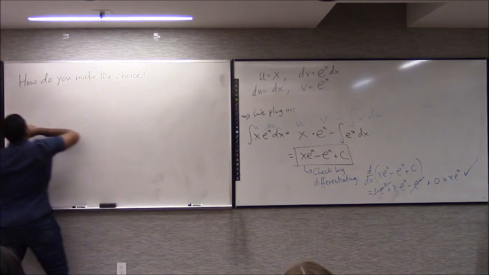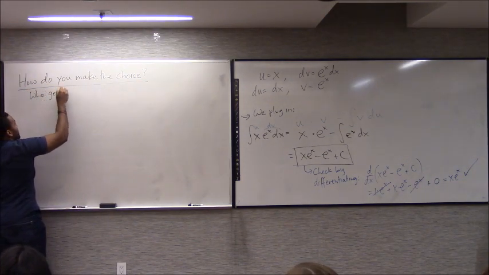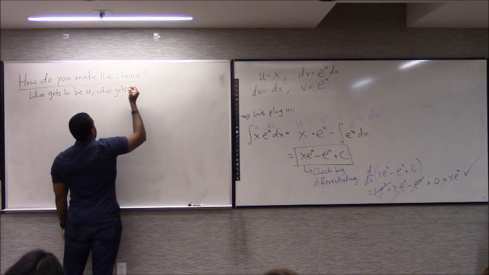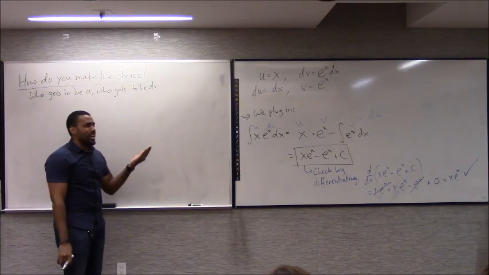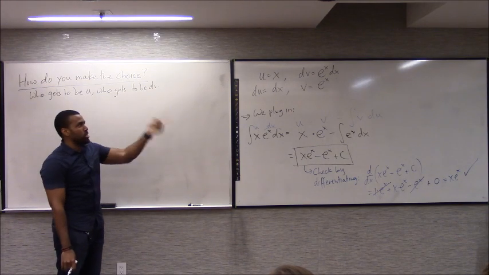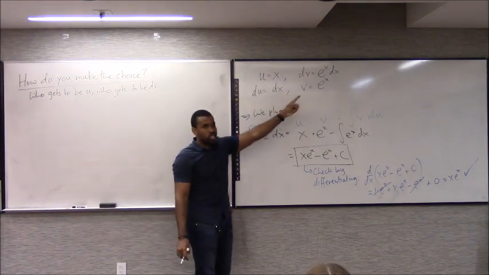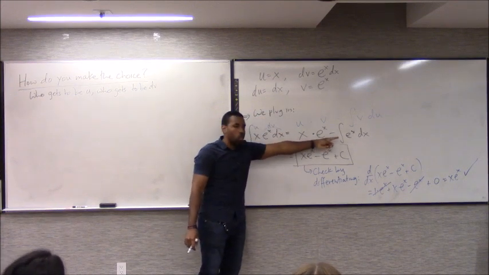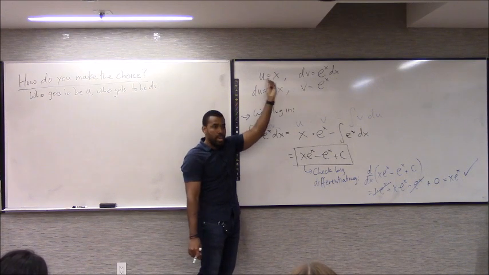Now, how do you make the choice? Right? Who gets to be U? Who gets to be dV? Because that might be something that you weren't sure about. You might feel like, well, we kind of lucked out there. What if I had chosen the U to be the e to the x and the dV to be the x? Well, I would have ended up in a worse situation, because I would integrate this guy to get an x squared. And I'd end up with an x squared e to the x over here. So it's kind of important, the choice we make.